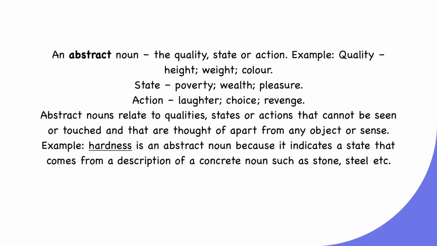Abstract nouns relate to qualities, states, or actions that cannot be seen or touched and are thought of apart from any object or sense. For example, hardness is an abstract noun because it indicates a state that comes from a description of a concrete noun such as stone, steel, etc.